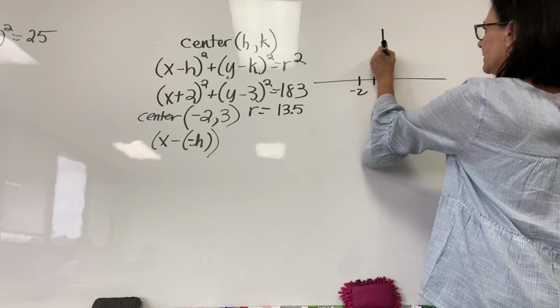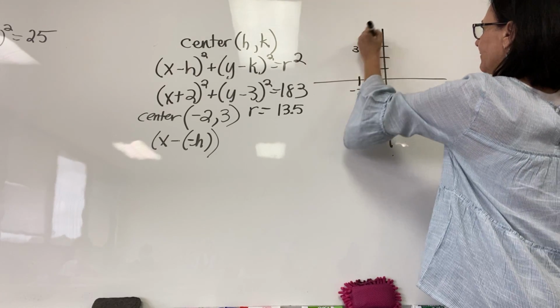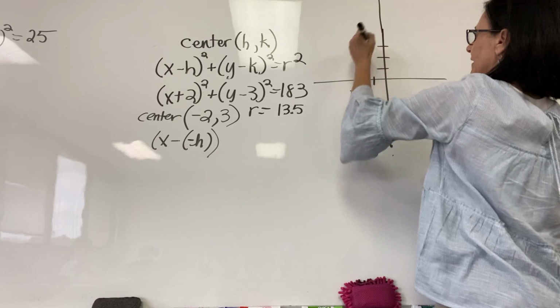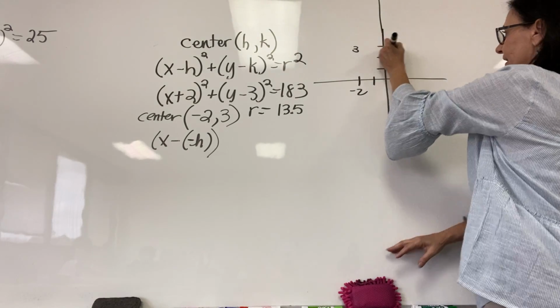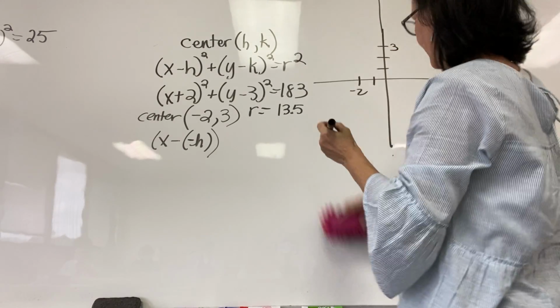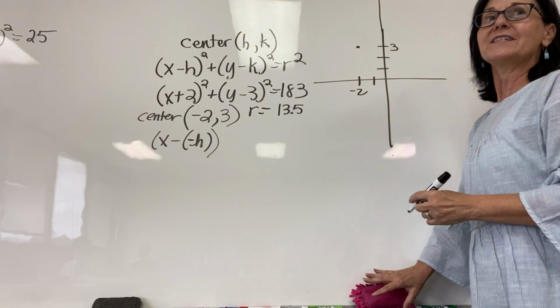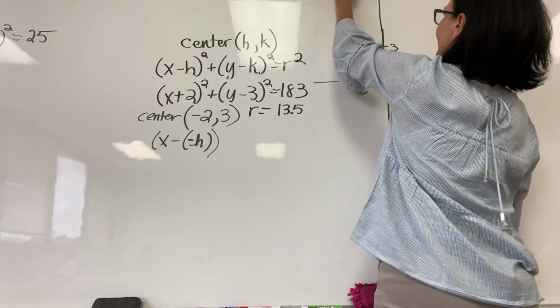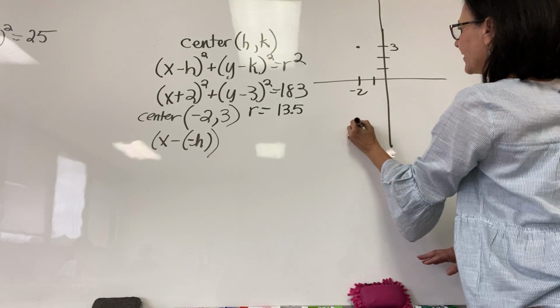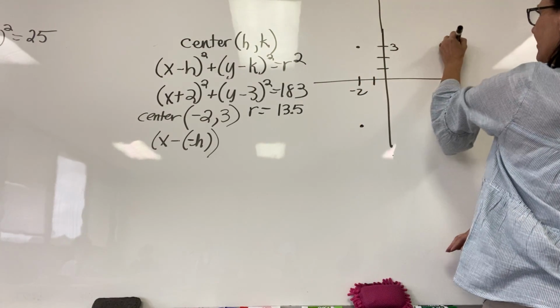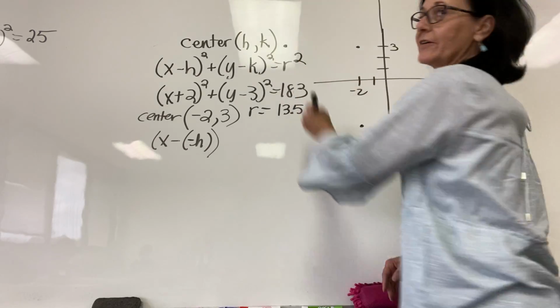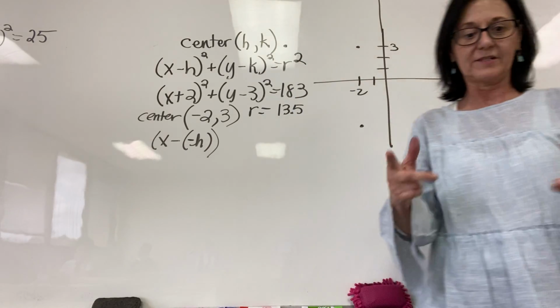I'm going to have to go out 13. Look, I wrote 3 there instead of a dot. Silly me. Okay. You just know I'd go up 13 and a half, right? I'd go down 13 and a half. I'd go this way 13 and a half. I'd go that way 13 and a half, right? And then draw the circle.